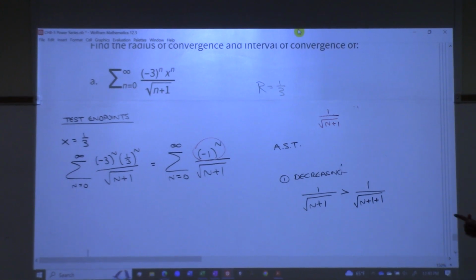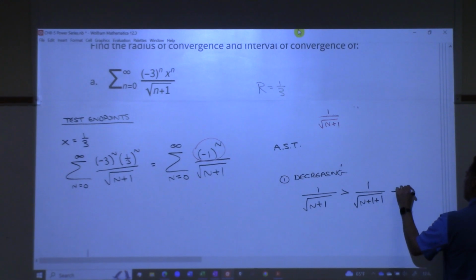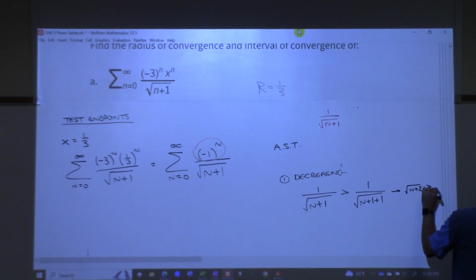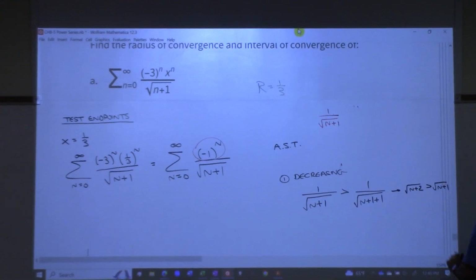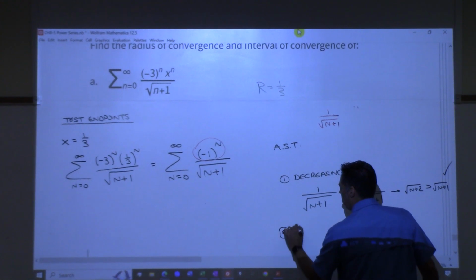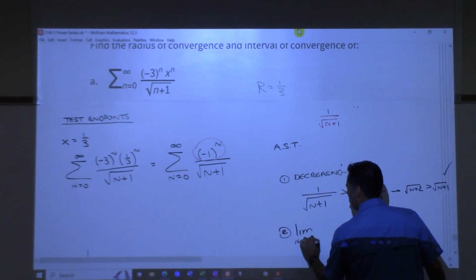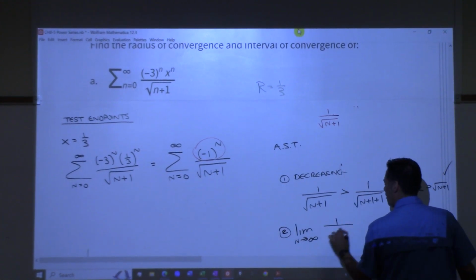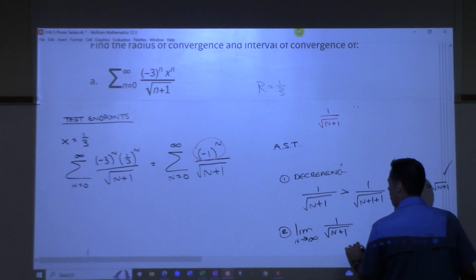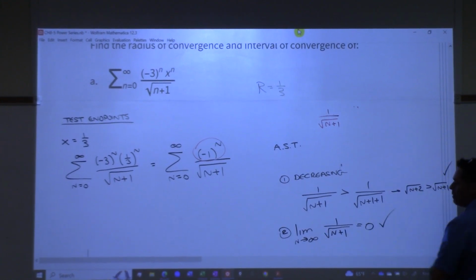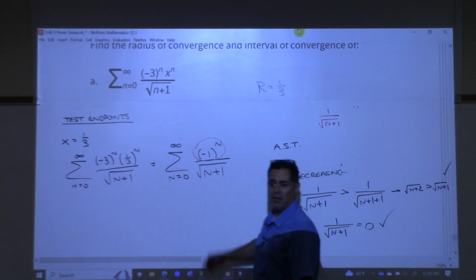And this time when you cross multiply, things are good. You get root n plus 2 is bigger than root n plus 1. That checks out. And then the second condition is that I have to have the limit as n goes to infinity of 1 over root n plus 1 goes to 0, which it does, doesn't it? Yes. There you go. Alternating series test says that this thing converges.